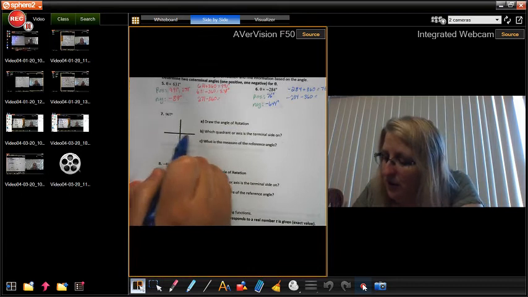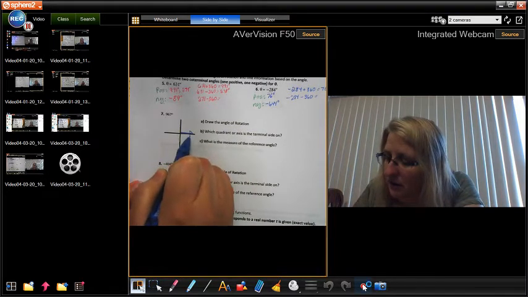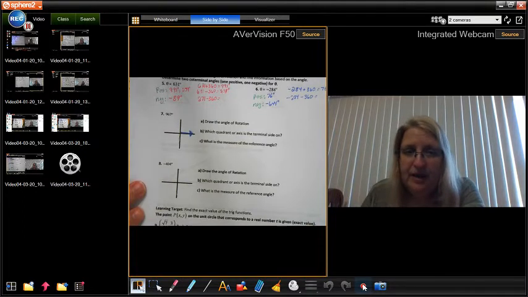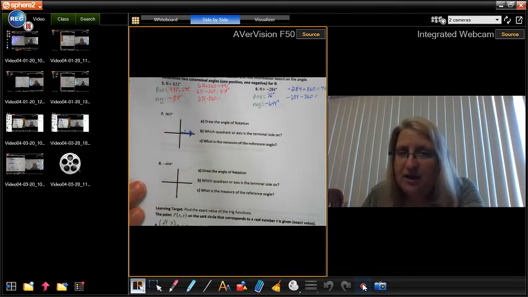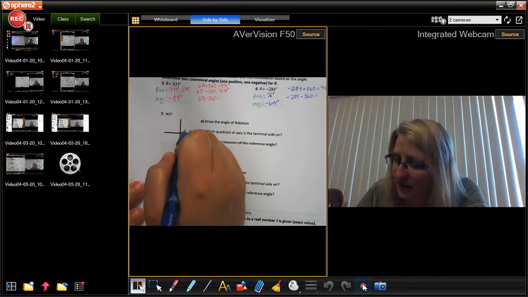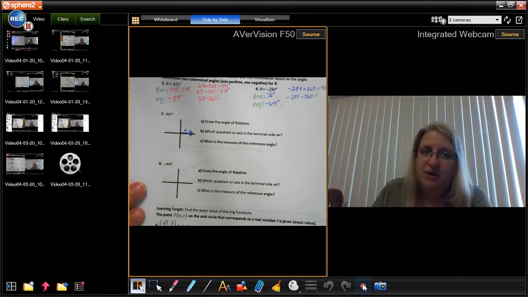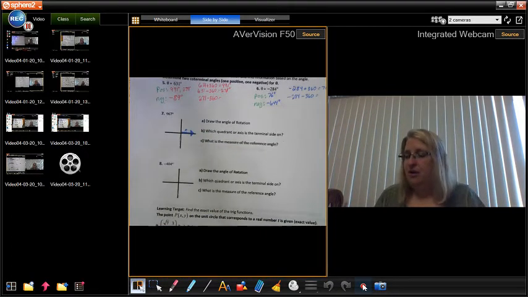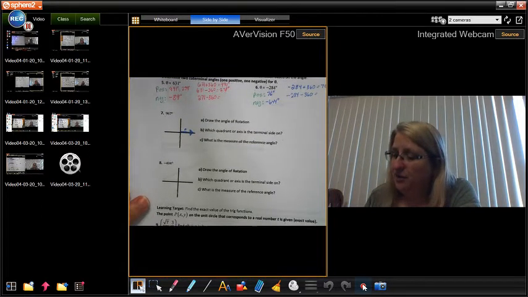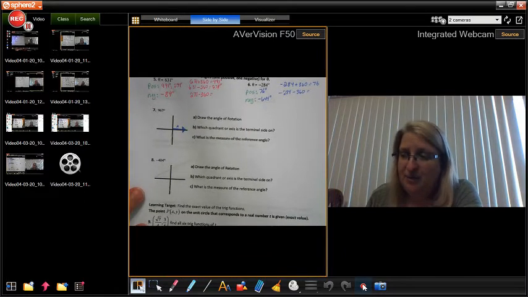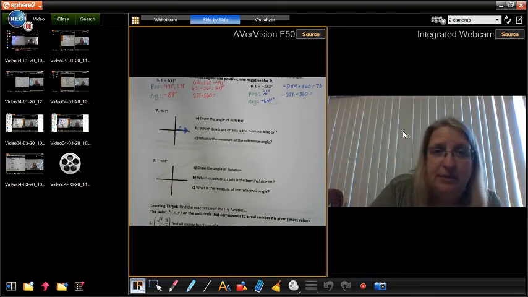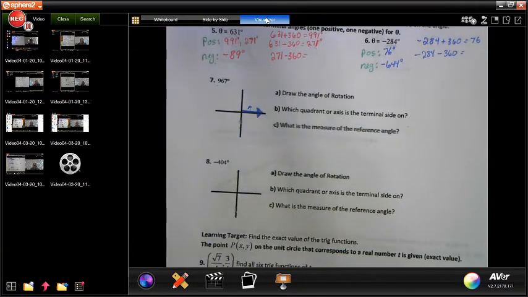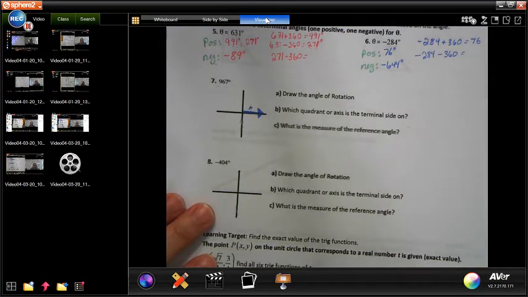So, drawing the angle of rotation for 967, start with your initial side, and since it's a positive 967, we are going to go counterclockwise. But how much counterclockwise? To figure out how much counterclockwise the angle of rotation would be, we have to figure out how many loops around, because 967 is definitely bigger than 360. Let me switch to document camera only so you can just concentrate on that.